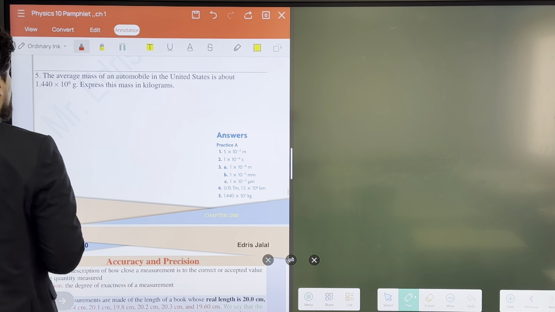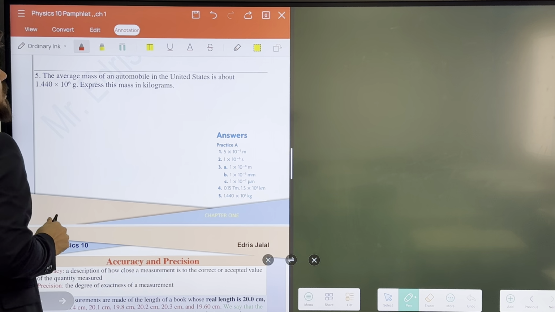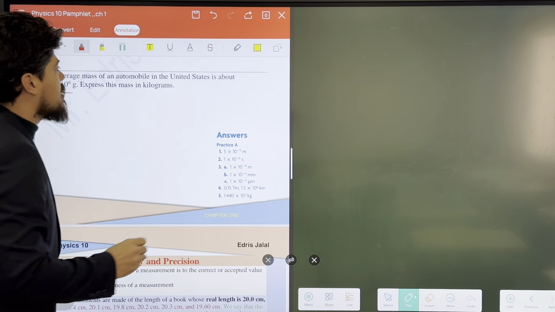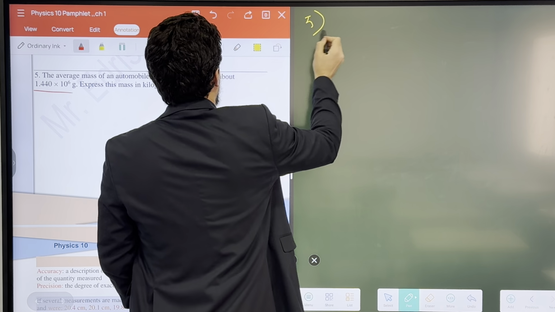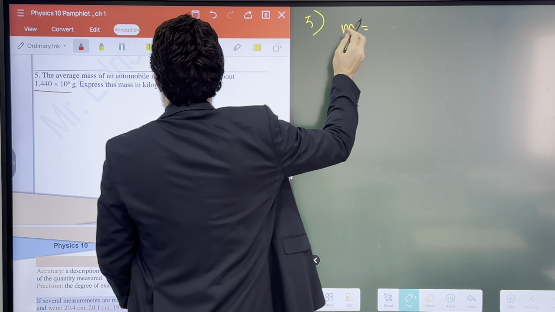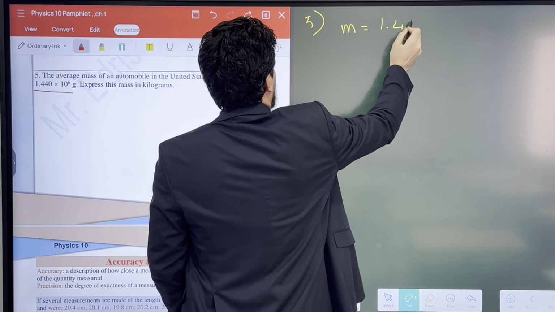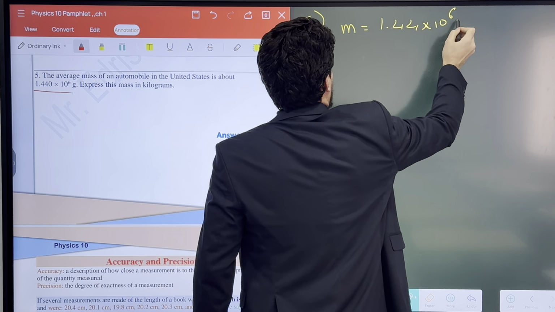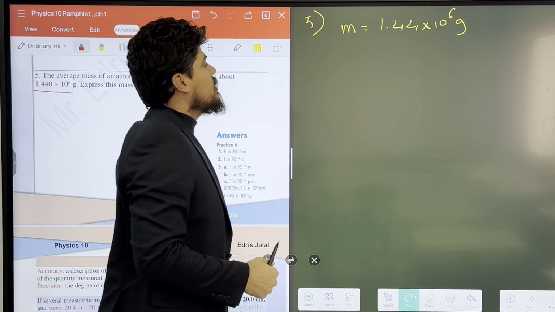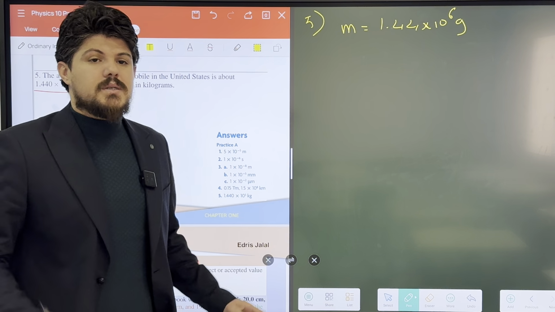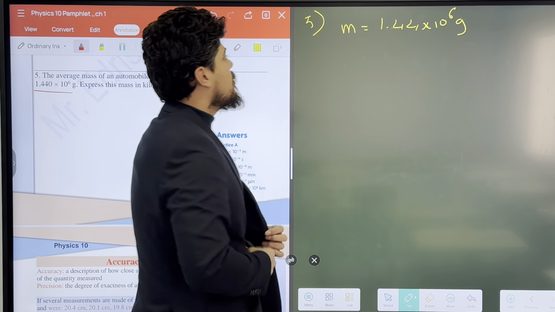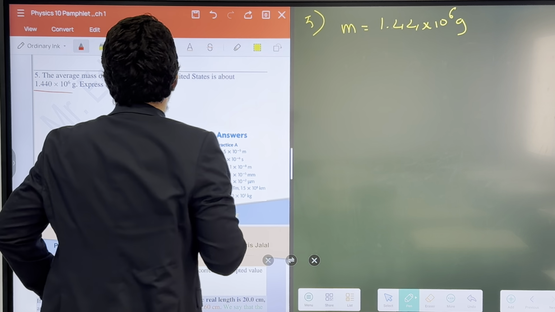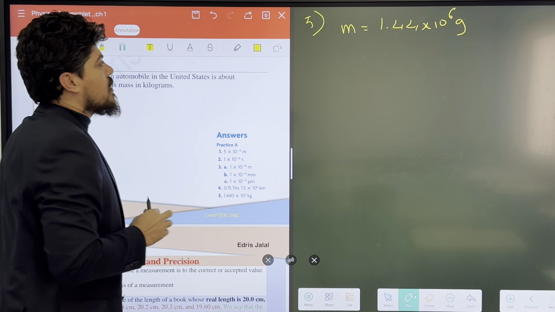The last question, question 5. The average mass of an automobile in the United States is about 1.44 times 10 power 6 grams. The mass of the automobile is equal to 1.44 times 10 power 6 gram. What is the quantity or the dimension here? It is mass. The type of the dimension here is mass because we measure it in gram. Express this mass in kilogram.